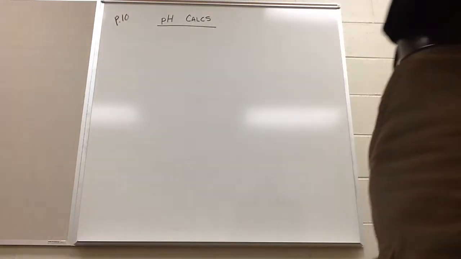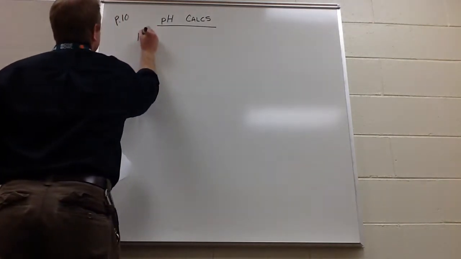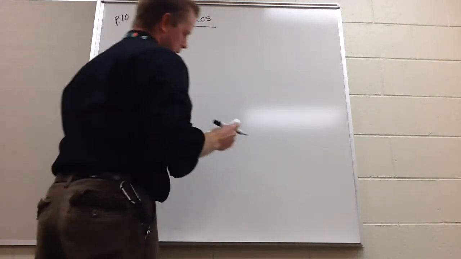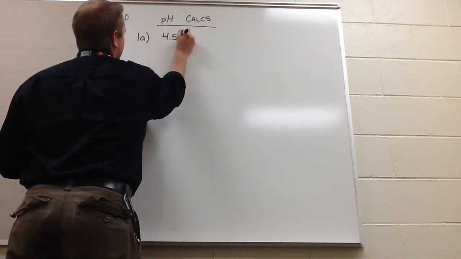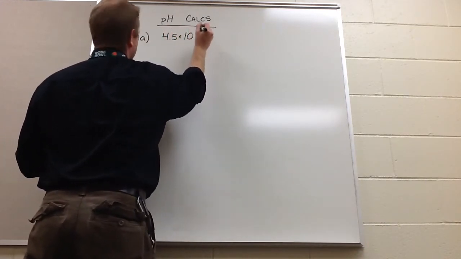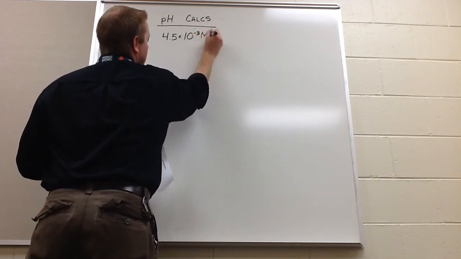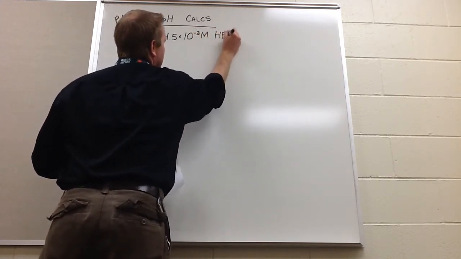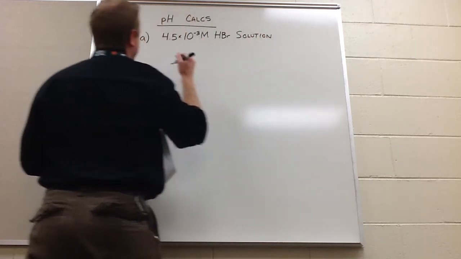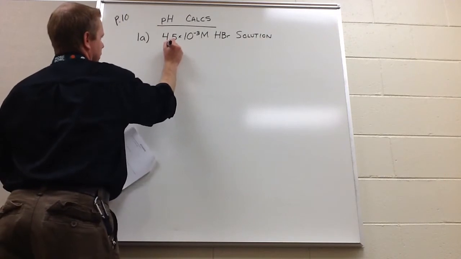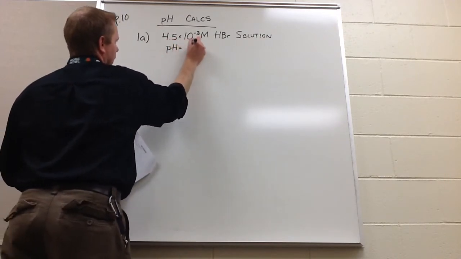All right, let's do some work with pH calculations on page 10. So what we see here in 1A is you are told you have a 4.5 times 10 to the negative 3 molar HBr solution, and you are asked, what is the pH of this particular thing? So the pH is what?